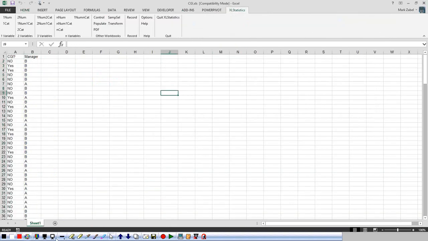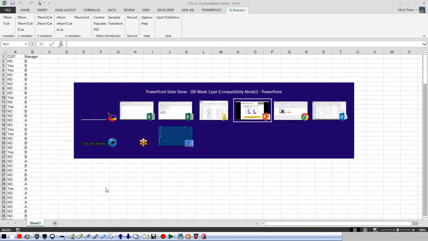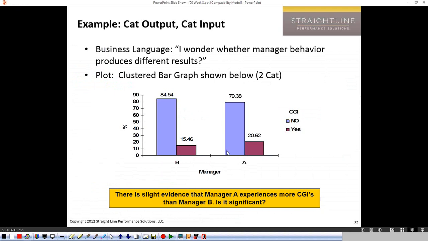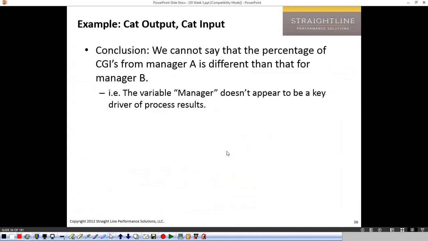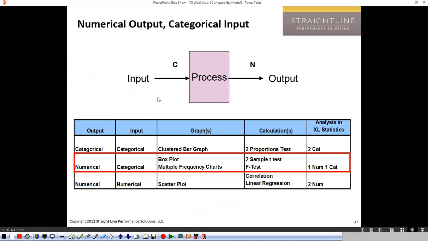Okay, so let's move on. And let's see if I can find it. Here we go. So there's our cat. As I said, our conclusion here is we can't say that there's a difference between manager A and manager B. All right, now let's move on to output is a number, input is a category.